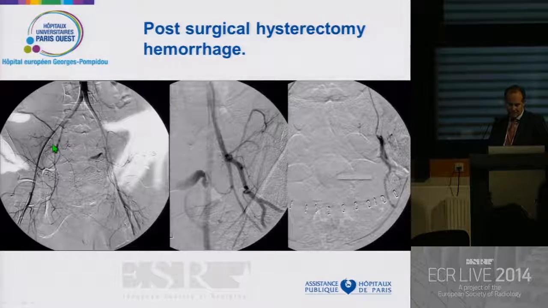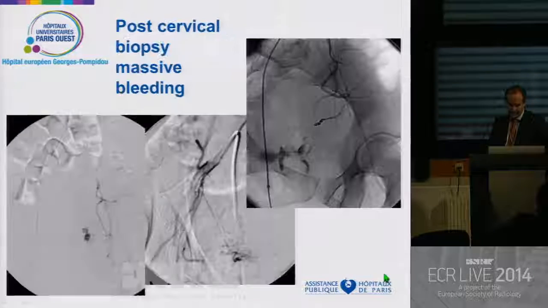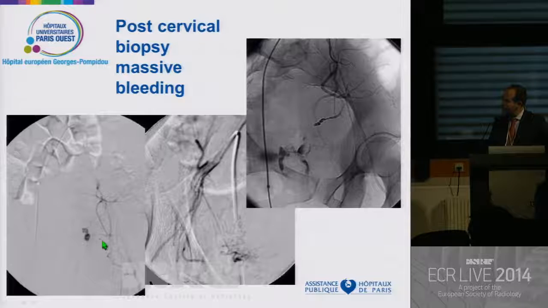For example, this woman was referred to us for major bleeding after surgery. She had a hysterectomy, and we see just here that the uterine artery ligation was not complete. So we put just a few pieces of gelfoam and a coil into this trunk, and the patient was saved. Another case is a patient referred after a cervical biopsy. She had very huge bleeding, and the angio confirmed the bleeding site, so we put some coils to control it. And on the other side, you can just see the hypervascular aspect of the tumor.